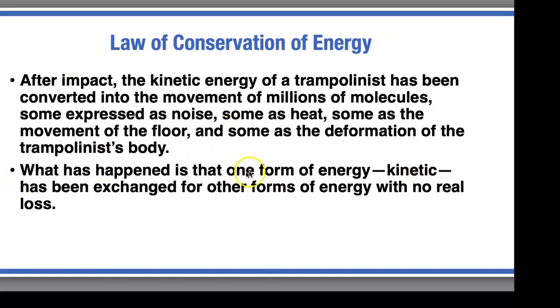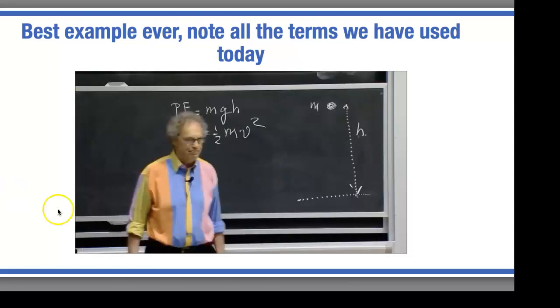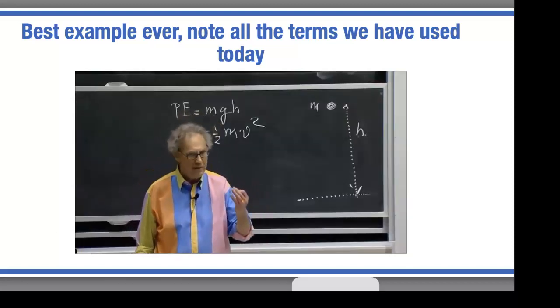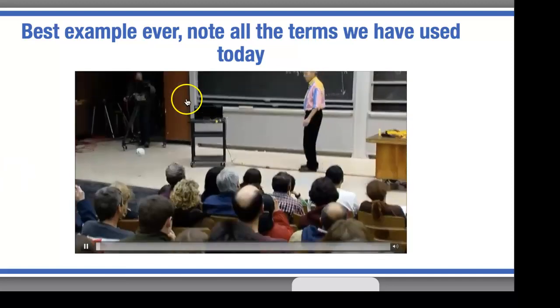So what has happened is one form of energy, kinetic, has been exchanged into other forms of energy with no real loss. All right, so this was just a great example. And so remember all the different terms that we've had as he talks here, because energy, we believe, is conserved.